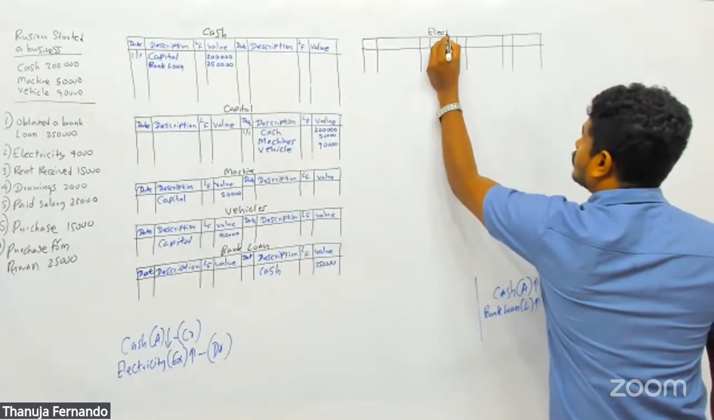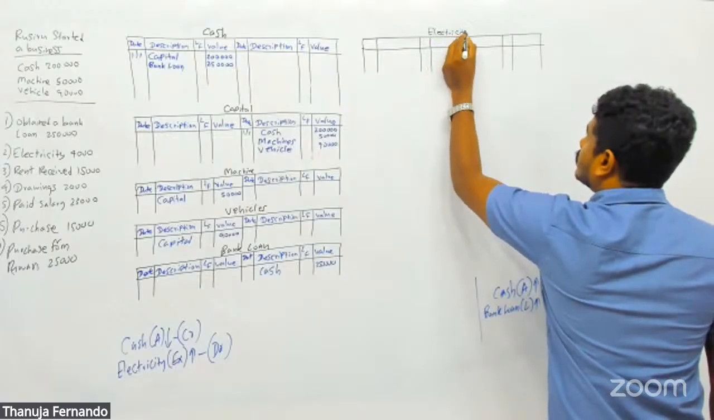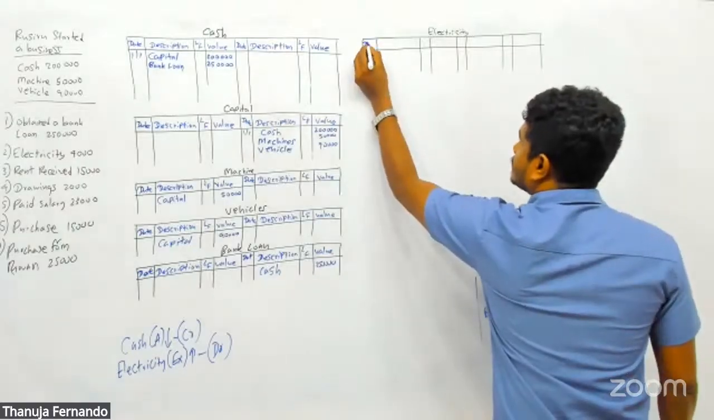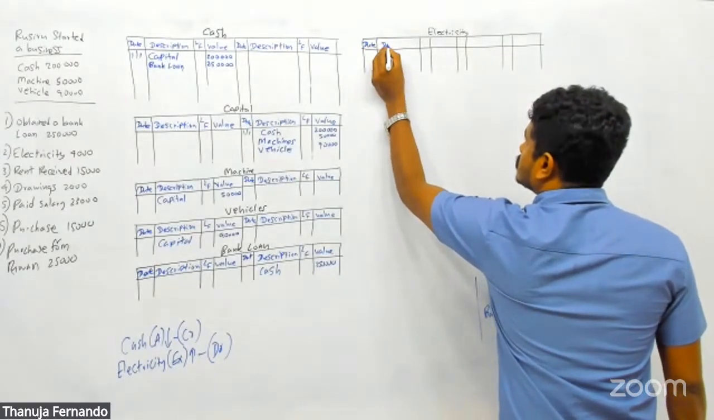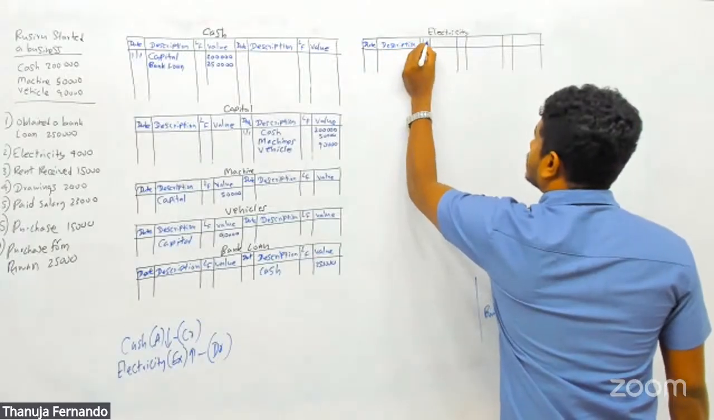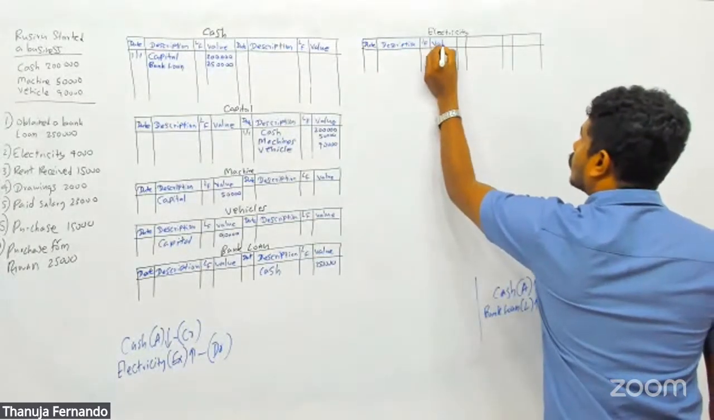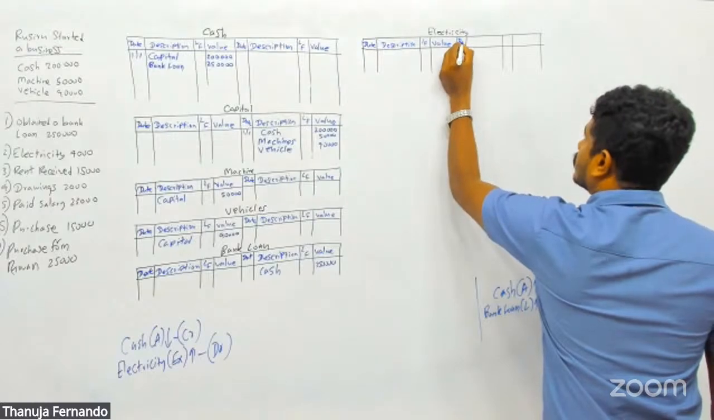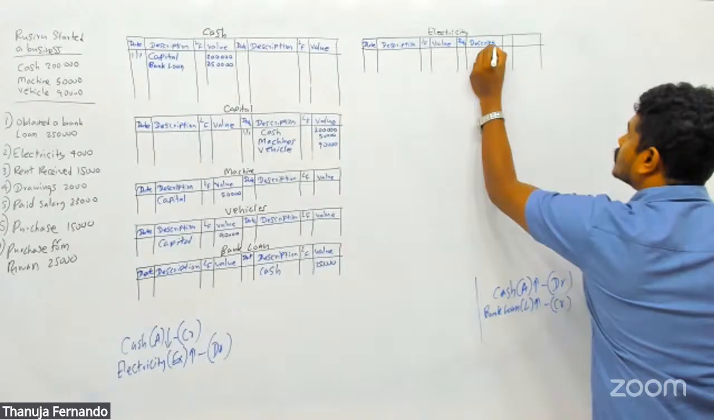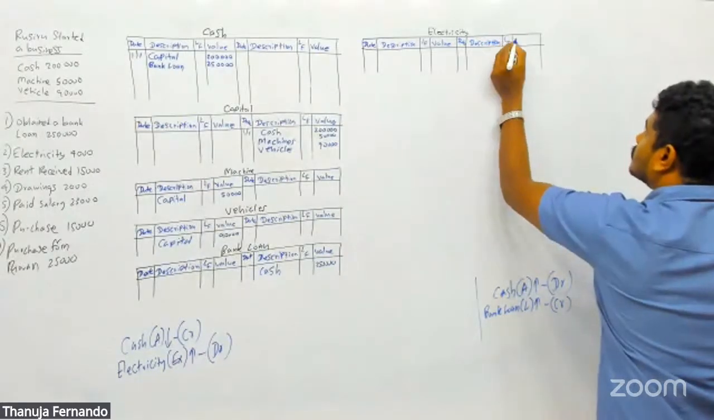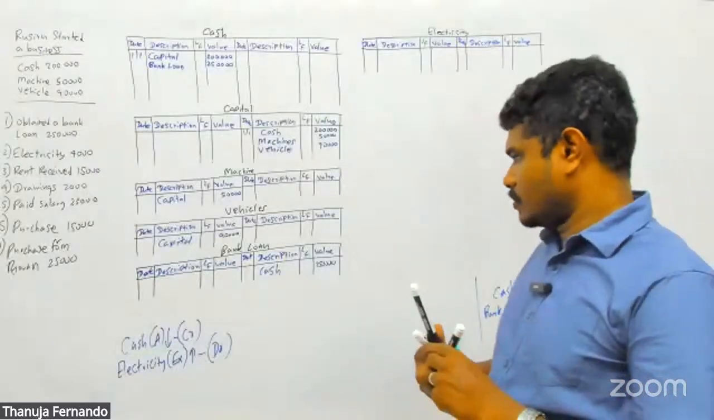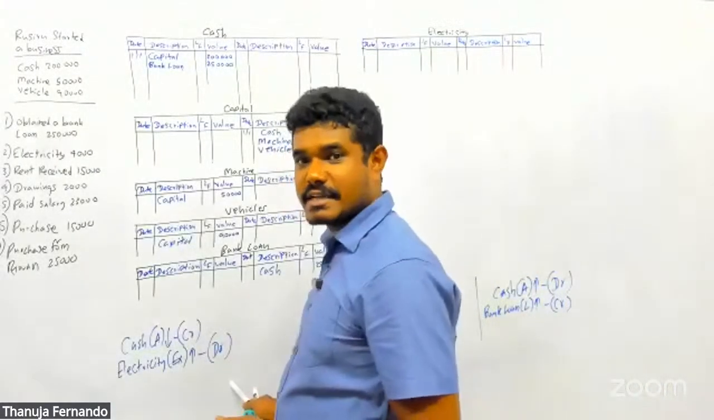Electricity, right? Date, description, ledger folio, value. Date, description, ledger folio, value, right? So here cash account credit, electricity account debit.